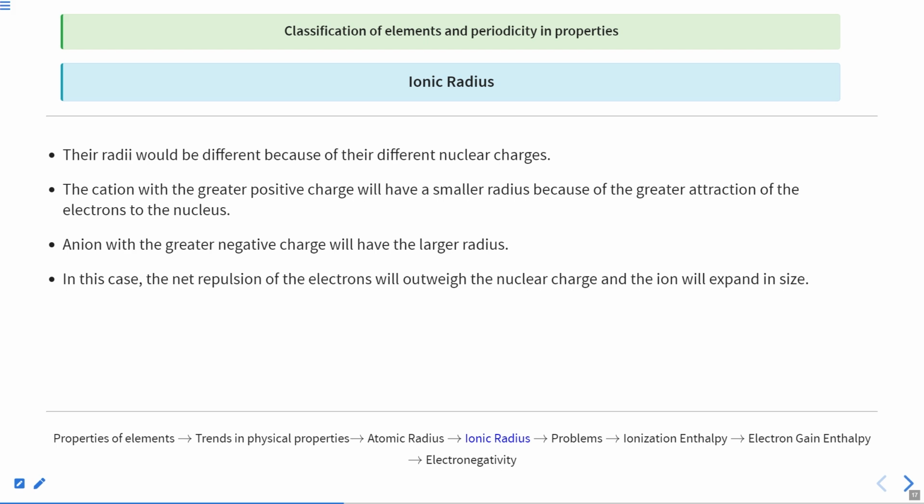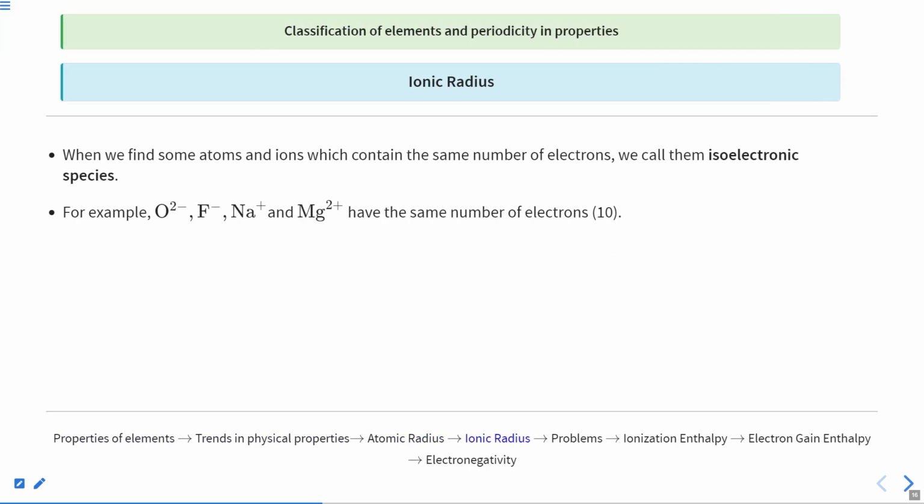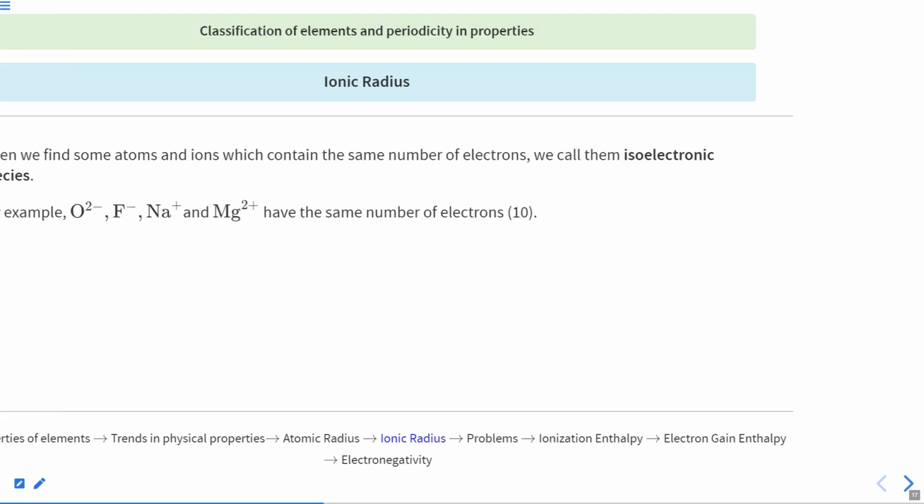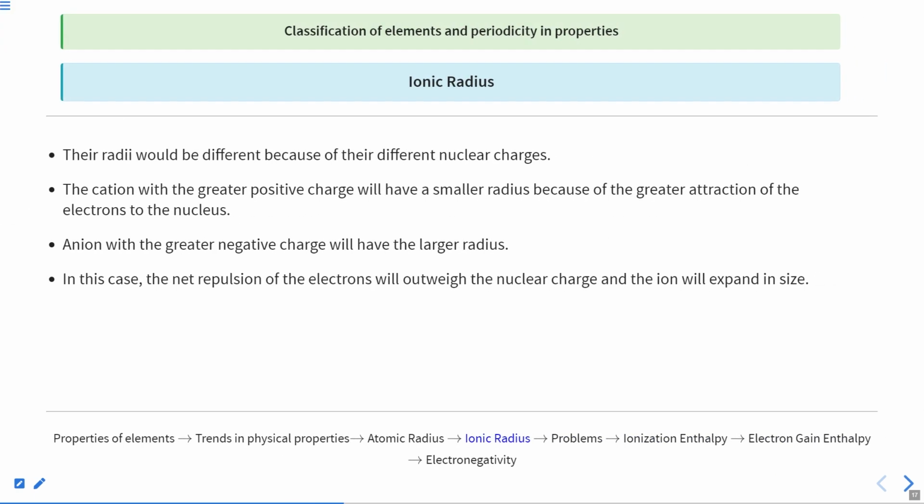So this is obvious. Now the anion with a greater negative charge will have a larger radius. It means that O2 minus will have a larger radius. So it is very important to remember how the charge puts a check upon the radius, right? In this case, the net repulsion of the electrons will outweigh the nuclear charge and the ion will expand in size. So for an anion, the repulsion will dominate and increase the size of the ion. Clear? Okay. Now, next.